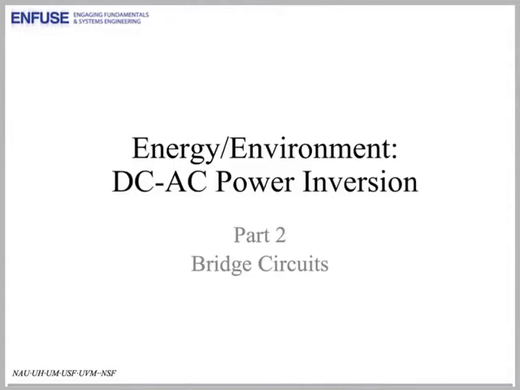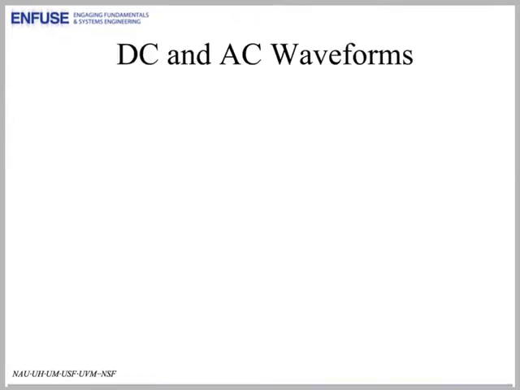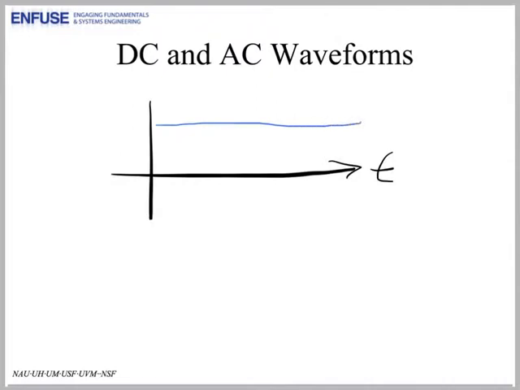In part 2, we are going to discuss bridge circuits. Let's recall the difference between DC and AC waveforms. Recall, a DC waveform was constant, but an AC waveform varied sinusoidally according to a particular frequency.